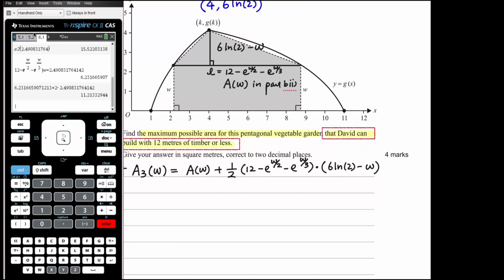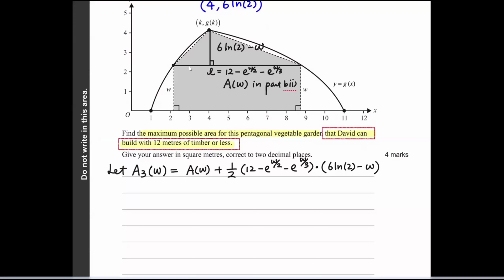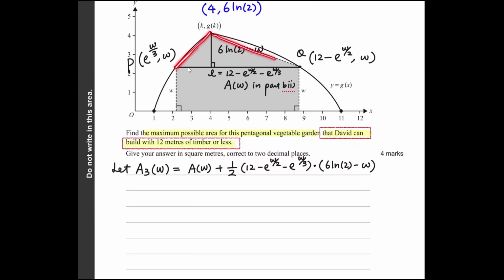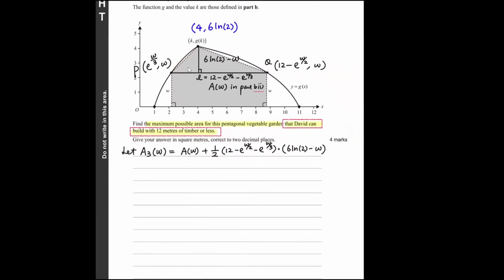Everything will be in terms of, let's say, W. And then the four sides, each side. So this is G1, actually I can write it explicitly. This was e to the power W on 3, comma W. And this is my Q, this is my P. 12 minus e to the power W on 2, comma W. And everything else will be shortest distance, okay? Distance, W, W. There we go.